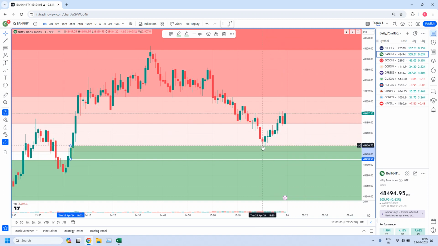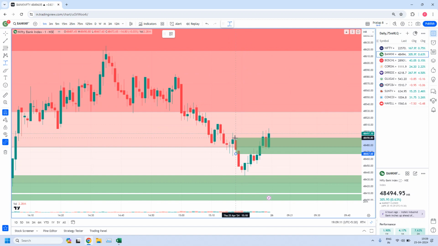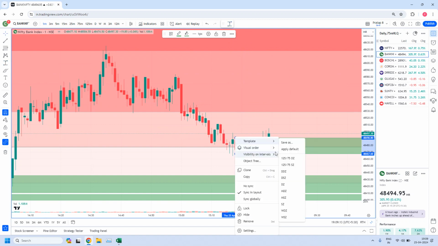This is one possibility, or another possibility, you can consider this as an ERC candle, and this is the 1 minute supply zone.